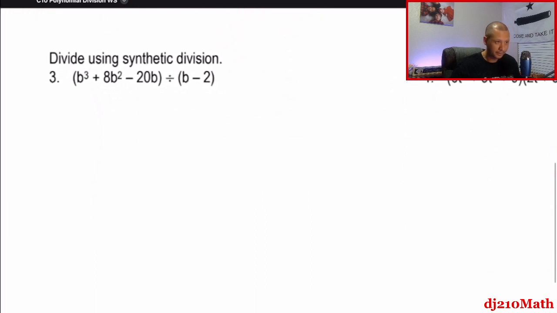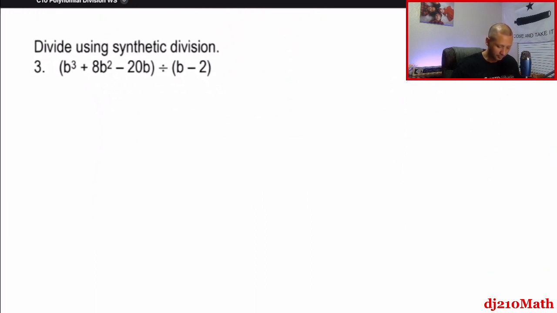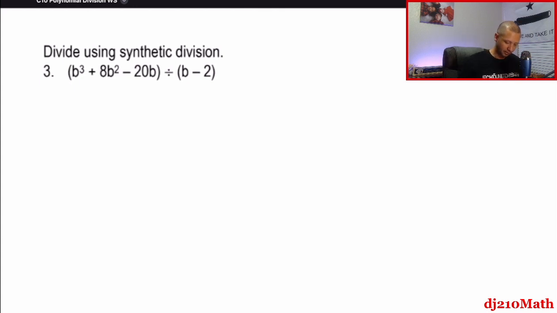Okay, synthetic division. We see b cubed, b squared, and b. All right, so we're good there. And we're good here. So in the box is going to be positive 2. If you're not sure what in the box means, I do have a video on this lesson where I go over some more examples.